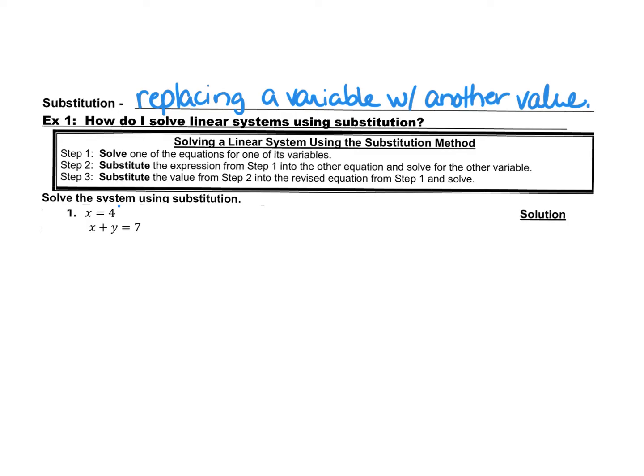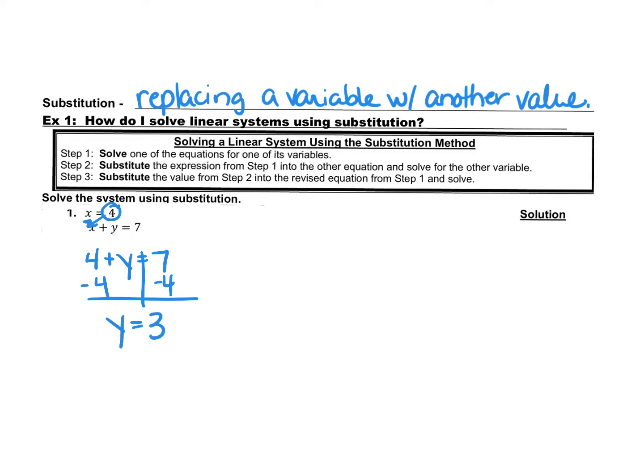In order to do that, you need to make sure that you have solved for one of the variables. One of the variables has to be all by itself. And in all the ones that we're doing today, they're all going to already be solved for one of the variables. So what we have here is x is equal to 4. If x is equal to 4, we're going to substitute in and plug in the 4 where we see that x. So I'd have 4 plus y is equal to 7. And then we're going to subtract the 4, and we see that y is equal to 3.